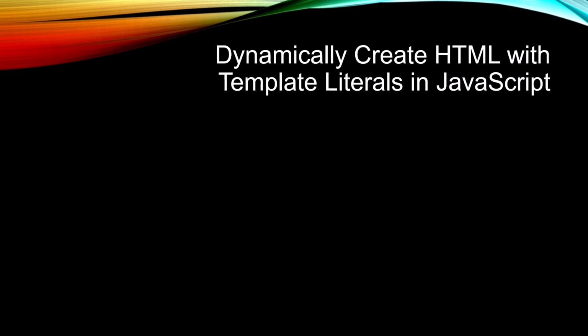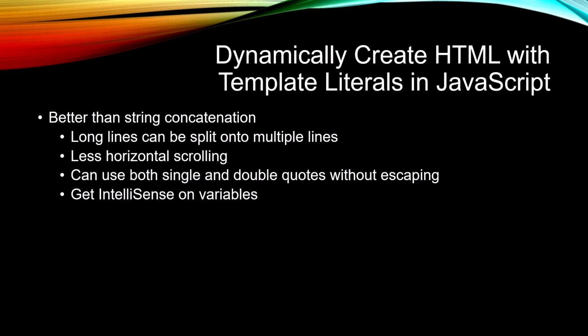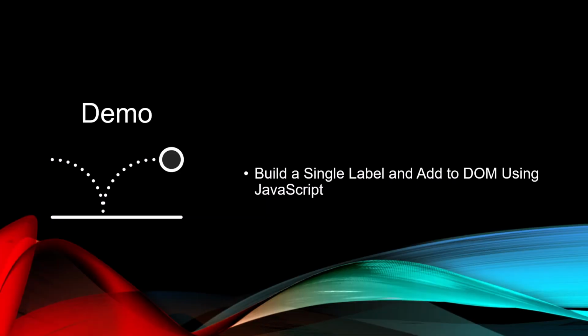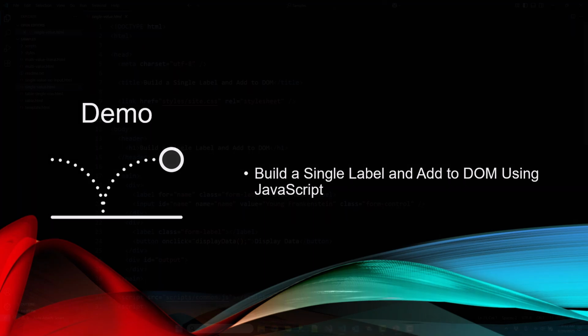single element. Template literals are much better than string concatenation because long lines can be split onto multiple lines. That means less horizontal scrolling. You can use both single and double quotes without escaping them, and we get IntelliSense on variables. Now there's still no color coding within the template literals, so it still can be a little bit harder to read and debug. Let's take a look at our first sample of building a single label and add to the DOM using JavaScript and template literals.